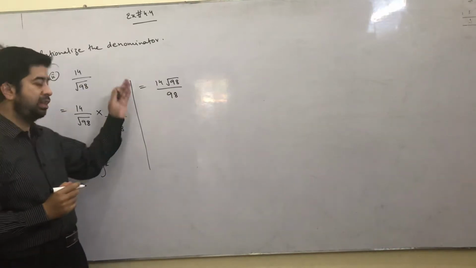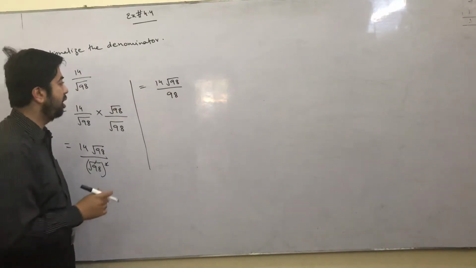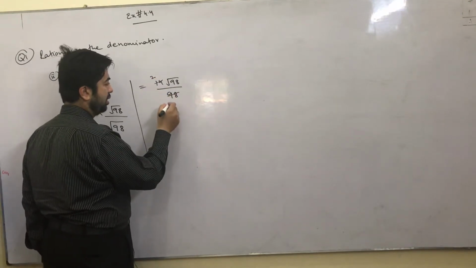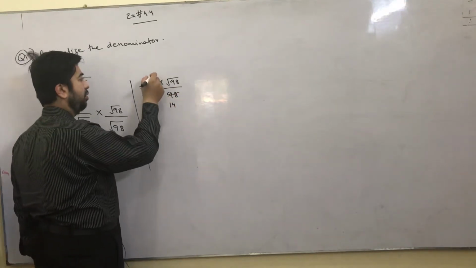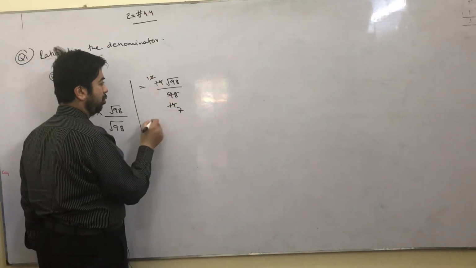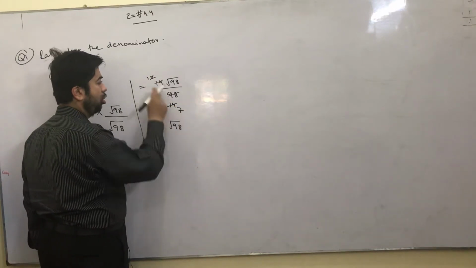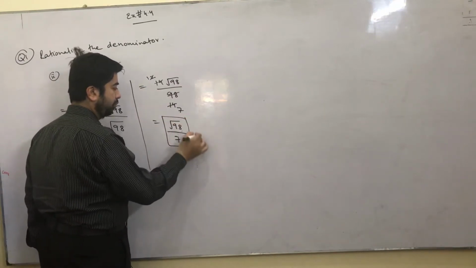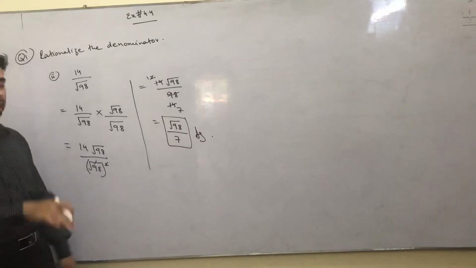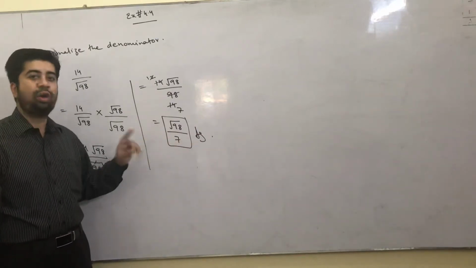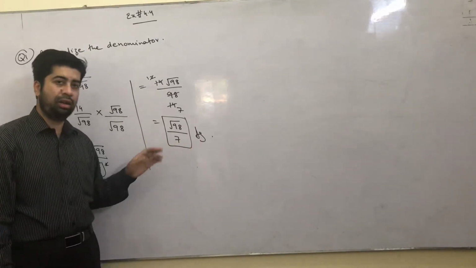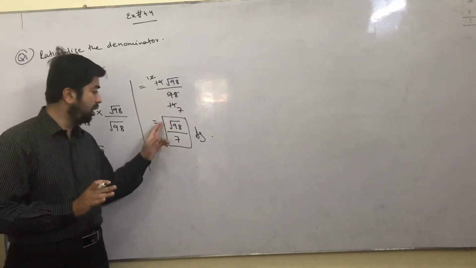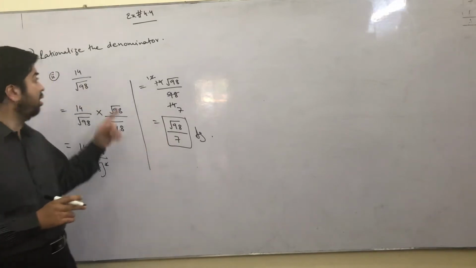Now is there any cancellation possible? You can do it very well. 7 2s are 14, 7 1s are 7, 7 4s are 28, and after that 2 1s are 2, 2 7s are 14. So your answer will be, in the numerator, square root 98 and in the denominator 7. See that your denominator part is rational. You can't see any irrational number in the denominator. For the numerator, it does not matter. You must solve it with regard to the denominator.